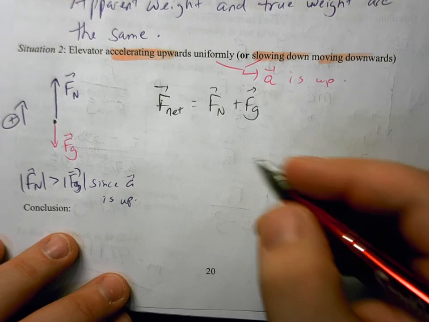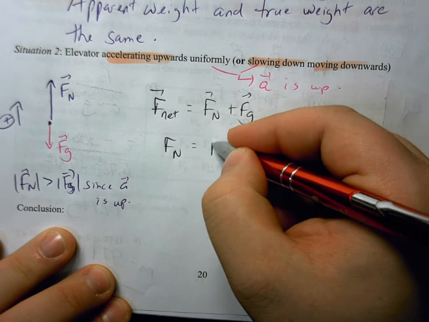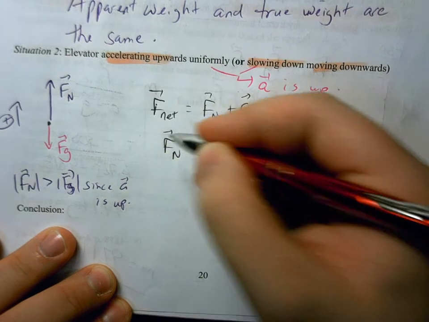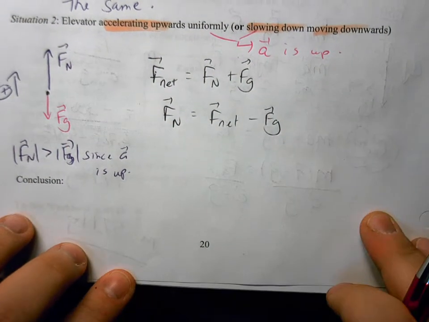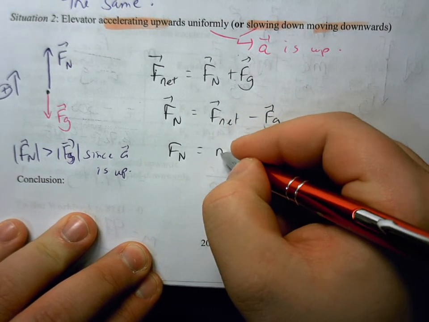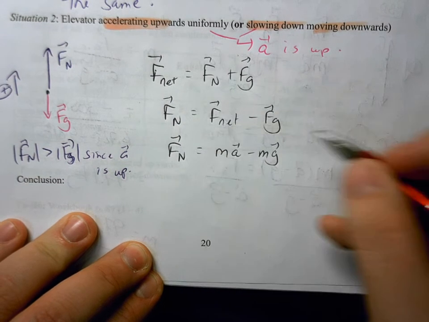So to solve this for Fn, I know that Fn is equal to Fnet minus Fg. Or what we know is that the normal force is equal to ma minus mg.